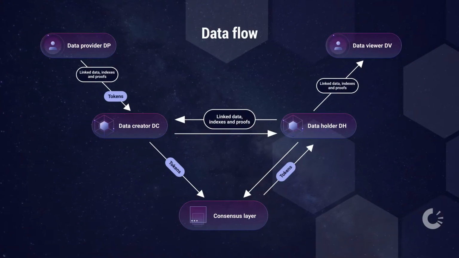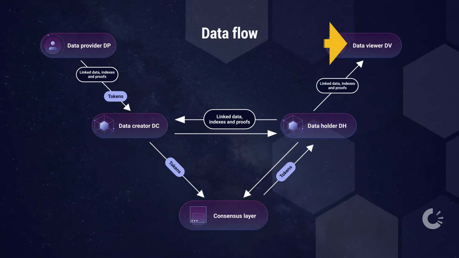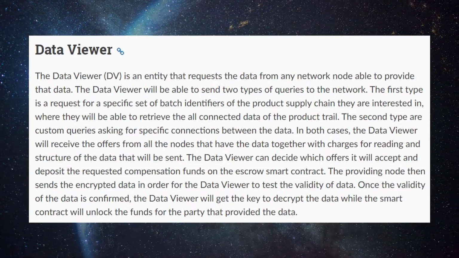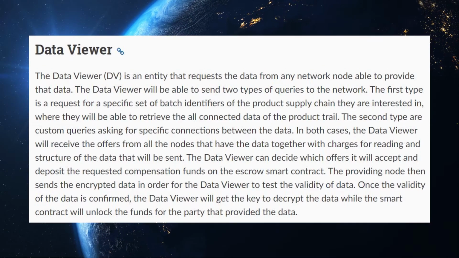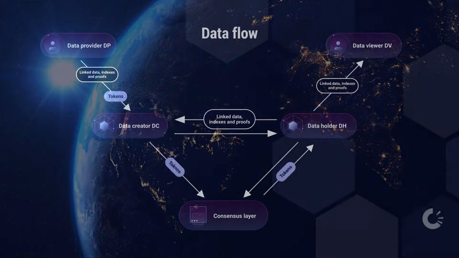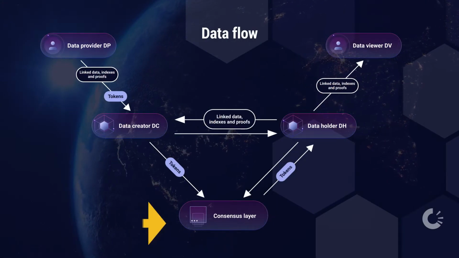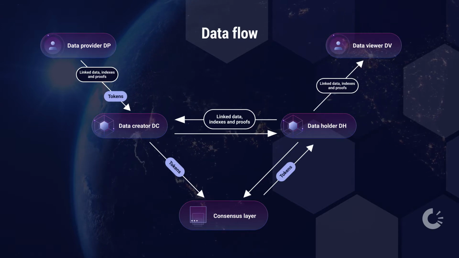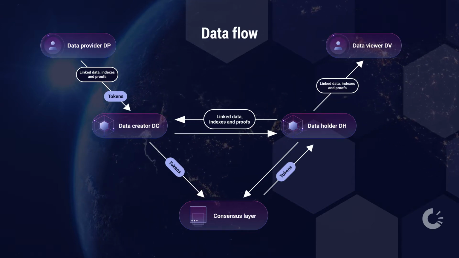Now we're going to talk about the data viewer. This is an entity that requests the data from any network node able to provide that data. And of course, the smart contract is there to ensure that the data holders and the data creators get their fair share when the time is right. So this is all automated and governed by code. All right, so we've covered the roles.